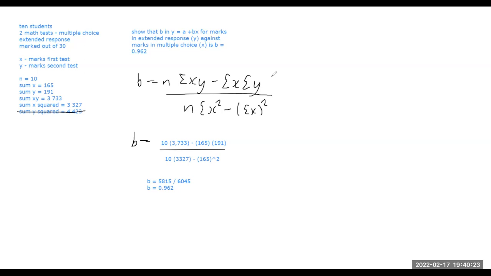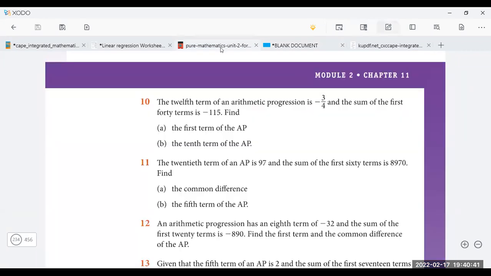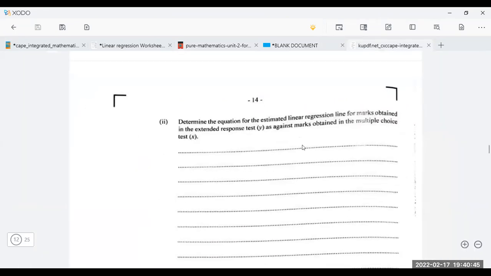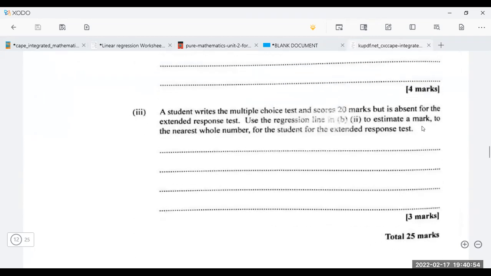All right, so now I'm going to share screen again because I want you to do the second part. Oh, sorry, wrong one. All right, here's the second part now. Determine the equation for the estimated linear regression. Let's take a picture of this part and also take a picture of the third part.